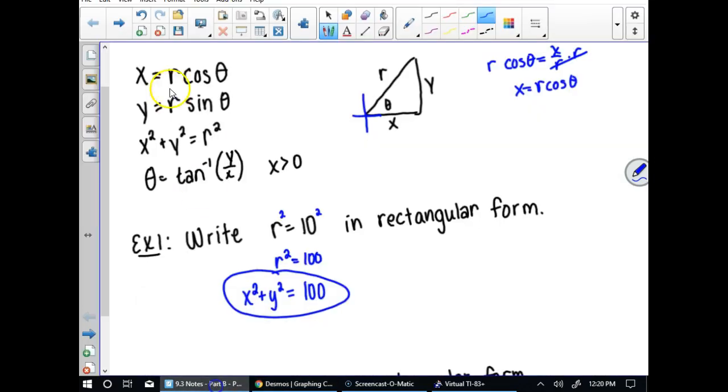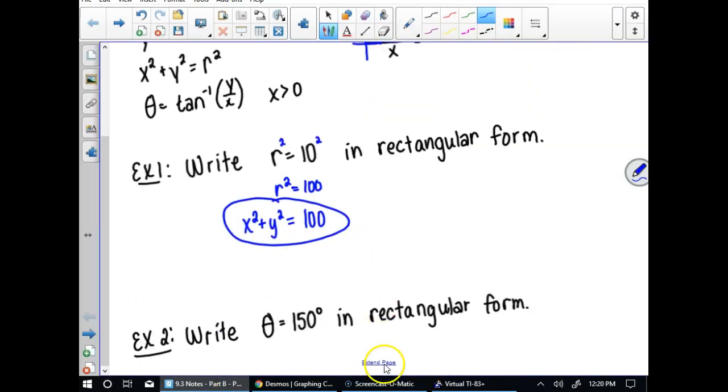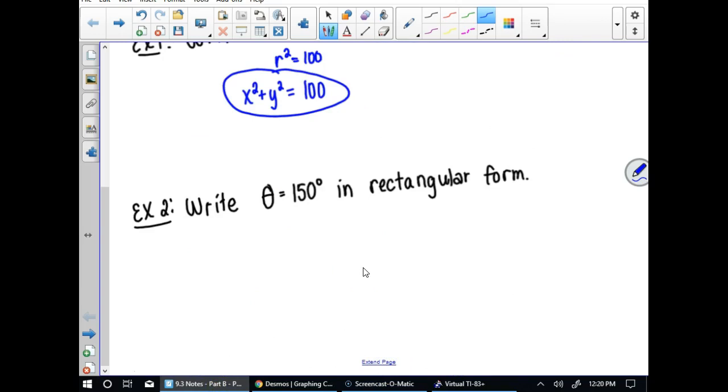So that is our first one. Here's our second one. This is also a really simple polar equation. Theta equals 150 degrees. All right, we've graphed these. Whenever you have theta equals something, what does that look like when we graph it? It's a straight line, right? Okay, so let's graph this in Desmos.